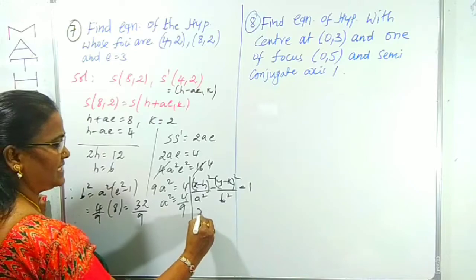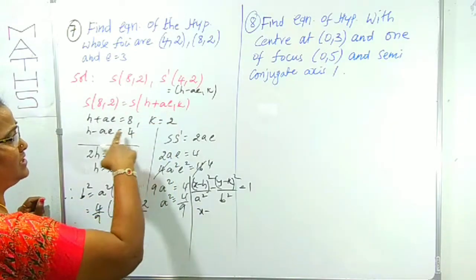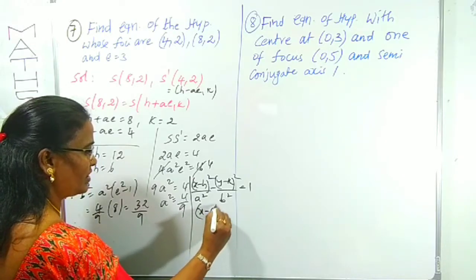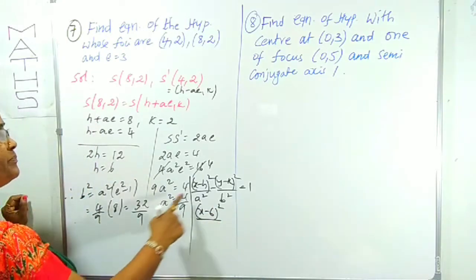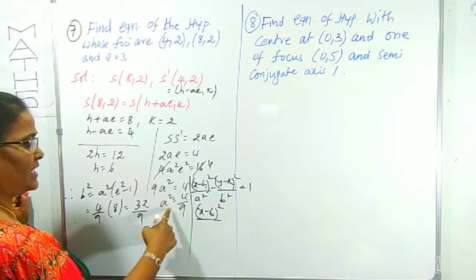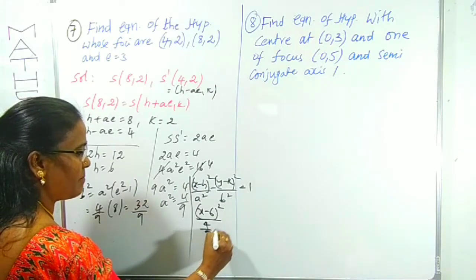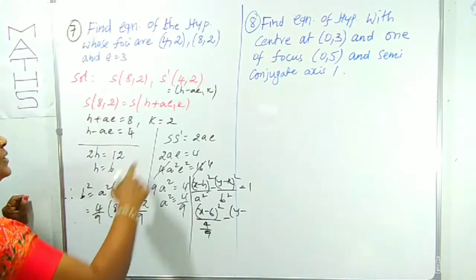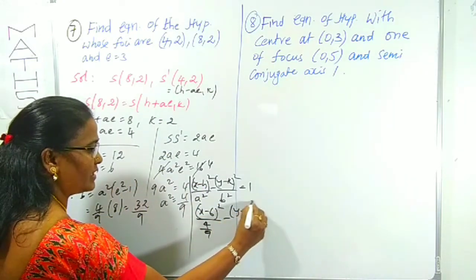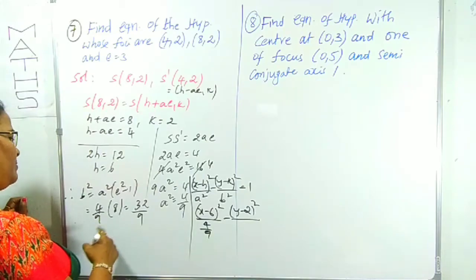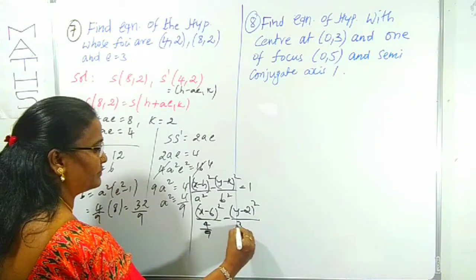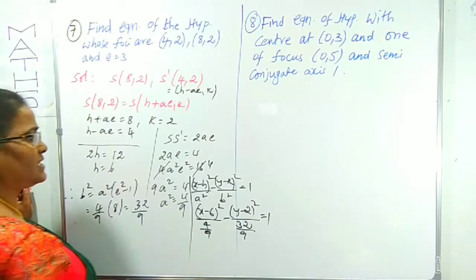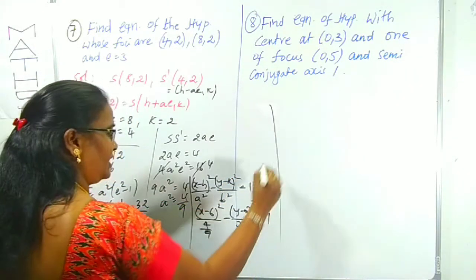X minus h is how much here? 6. (x minus 6) whole square by a square, clearly a square is 4 by 9, right? Minus (y minus k), k is 2, (y minus 2) whole square by b square. b square is 32 by 9 is equal to 1, right? We can make the simplification clearly.